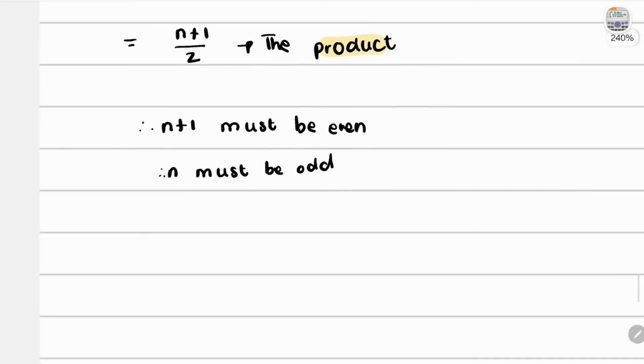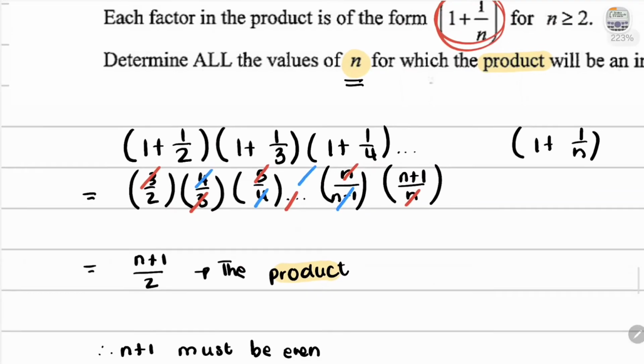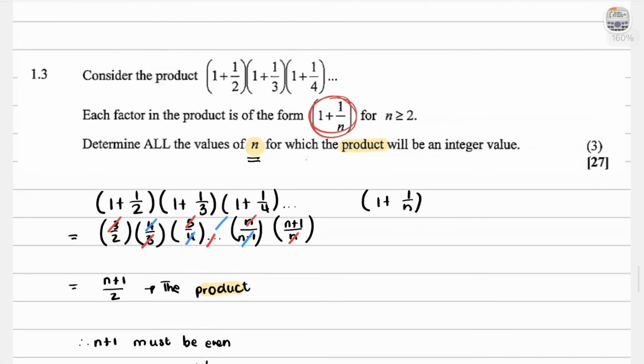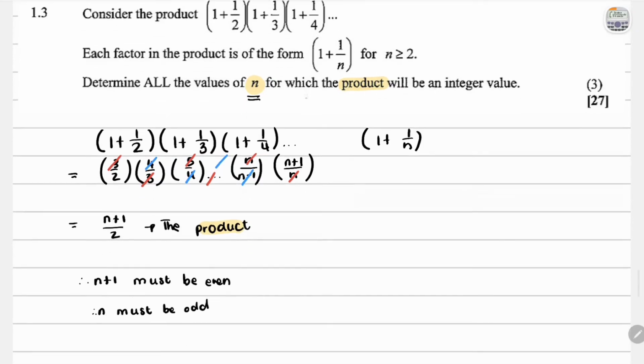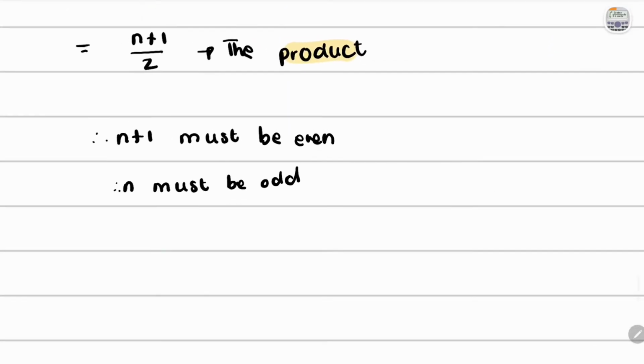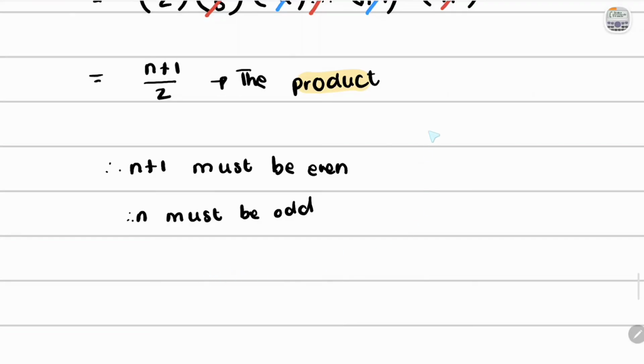So is it just odd for all values of n, or should we restrict it? Do you see that at first we already had it being restricted? n had to be greater than or equal to 2. So from this, we're not considering any negative numbers. So what does n have to be to satisfy this? We can see from the product that when n is equal to exactly 2, this becomes 3 over 2, which is not an integer value. But when n is greater than 2, then we have 4 over 2, which is 2.